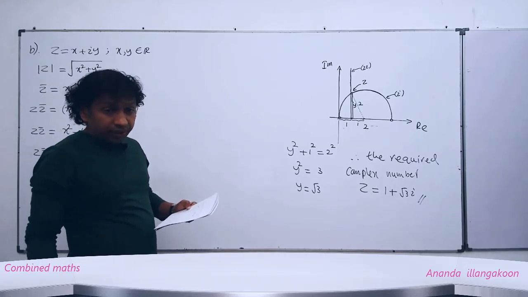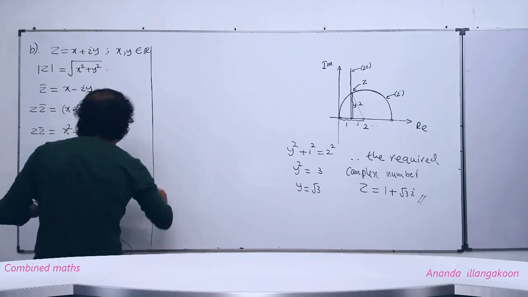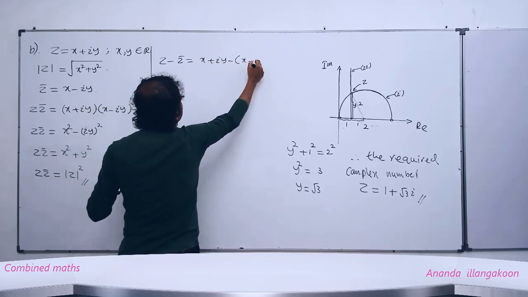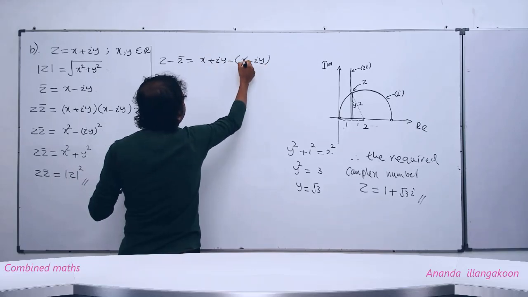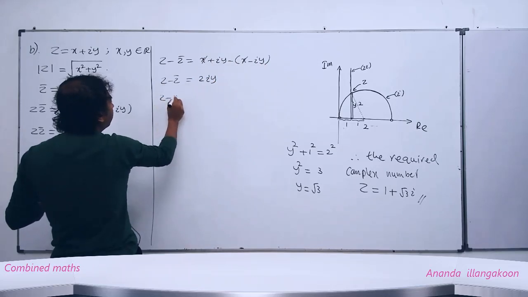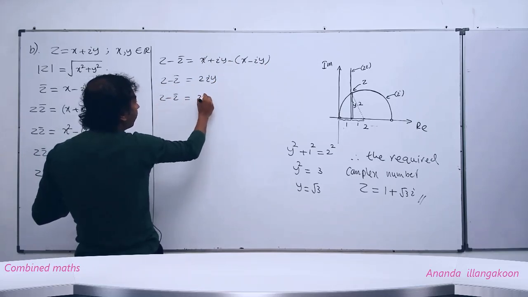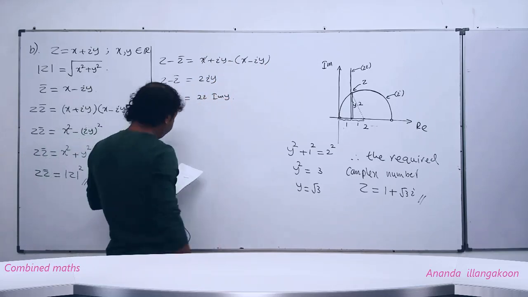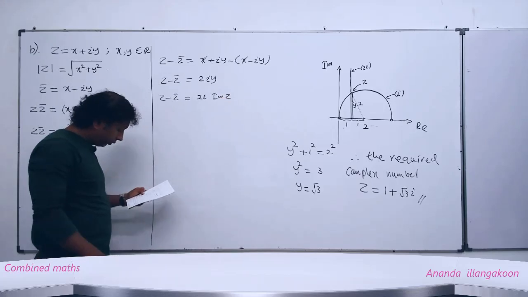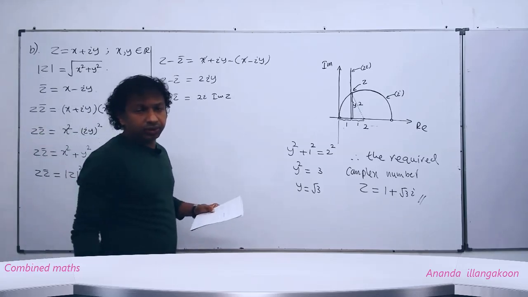And z minus z bar. Z minus z bar is really x plus iy minus x minus iy. No, this and this we can cancel down. This is nothing but 2iy. Z minus z bar is 2i times y, which means really 2i times the imaginary part of z.